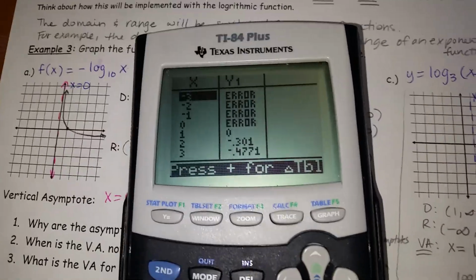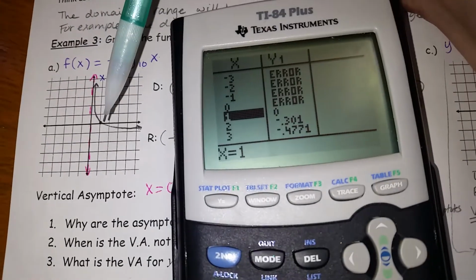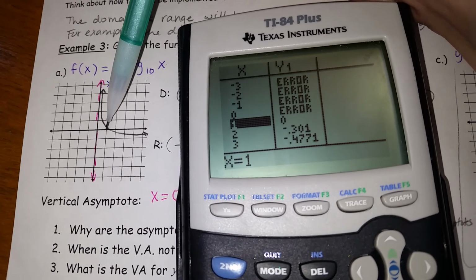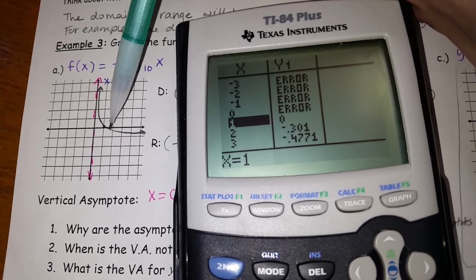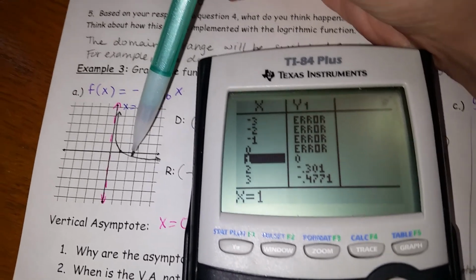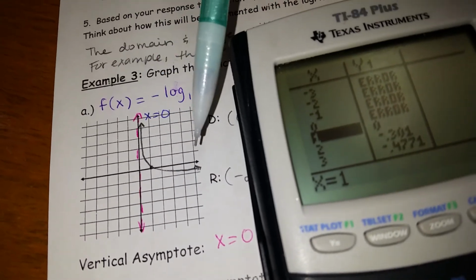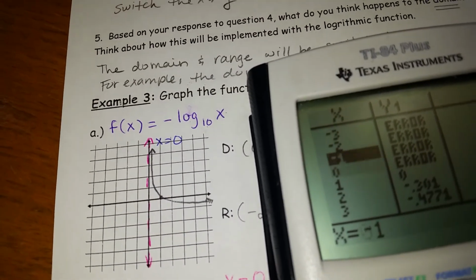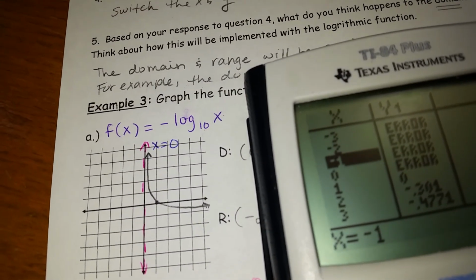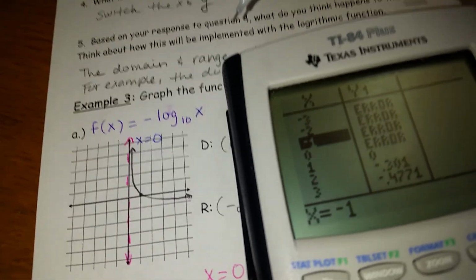So if we look at our table, okay, our last point here is going to be (1, 0), so that'll be a good one for me to graph. Okay, at 2, I'm at negative 0.3. At 3, I'm at negative 0.47. And so I can put all of those on my graph, and then I can see here, now I'm getting an error. So anything that's going to be lower than 1 is going to be an error.